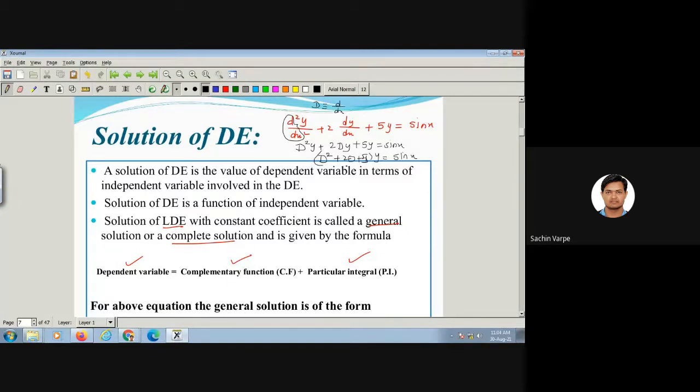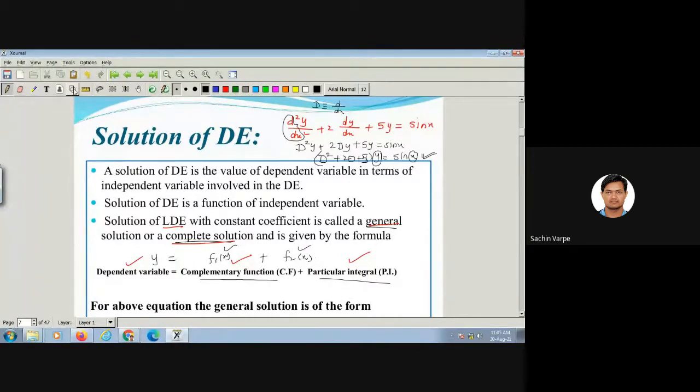Is this clear? So that is of the form phi of D into y is equal to some function of x on the right hand side. We are going to solve this differential equation. Its solution is called the general or complete solution, and that is the value of the dependent variable in terms of the independent variable. Here the dependent variable is y and the independent variable is x. So the general solution will be the value of y in terms of x, which is complementary function plus particular integral. The complementary function is also a function of x, and the particular integral is also a function of x. Is this clear? So we have to find these two solutions separately.